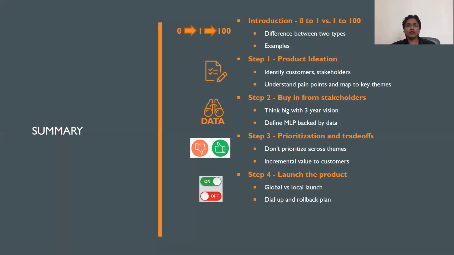The second-last piece is about launching the product, where you want to decide whether you want to do a global launch or a local launch. Are there some decisions in your product which are one-way or two-way? This is what you need to think about. You need to have dial-up and rollback plans.